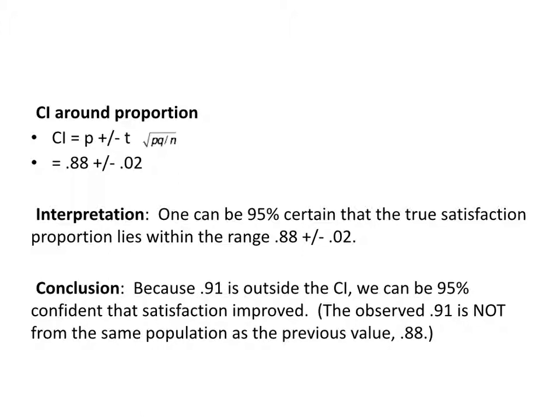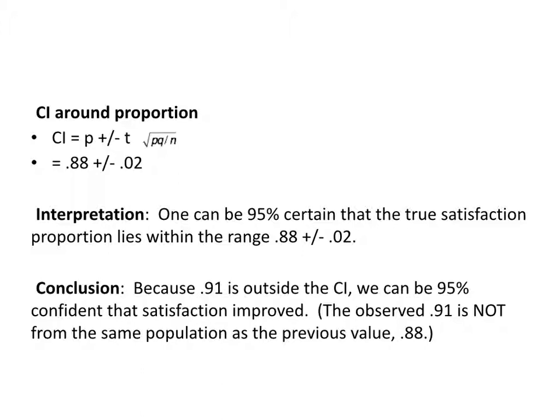Well, we can answer that same question, or we can do the same analysis by posing the question slightly differently, and that is to determine whether the observed value of 0.91 falls in a confidence interval constructed around the value of 0.88. We know the expression for the confidence interval for a proportion is p, the observed proportion, plus or minus t times the square root of pq over n. So we plug in the values for the p of 0.88, and we get a confidence interval of 0.88 plus or minus 0.02.